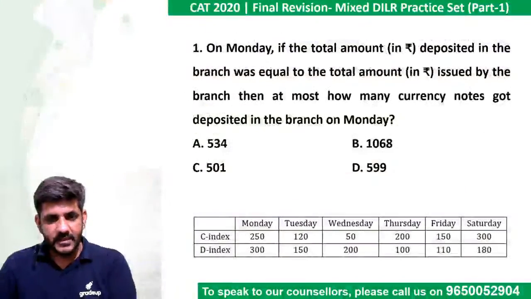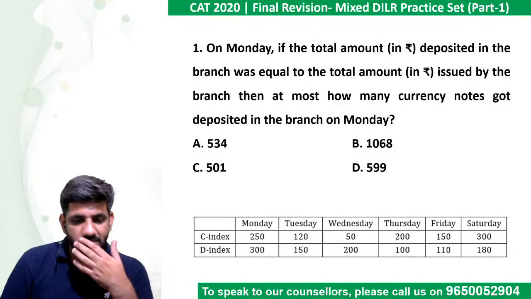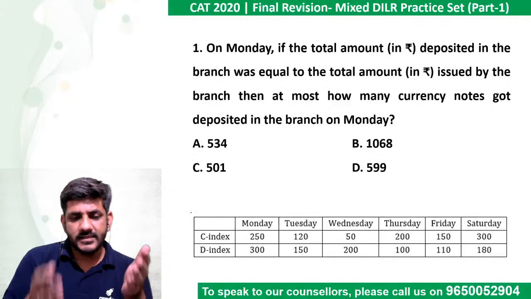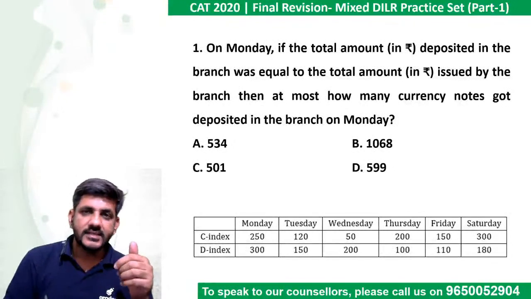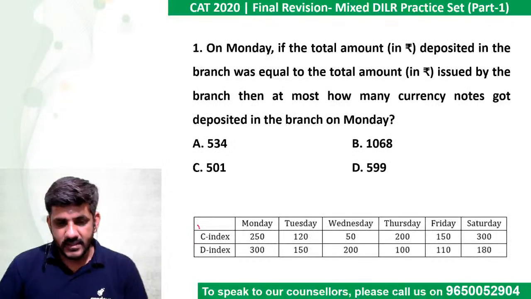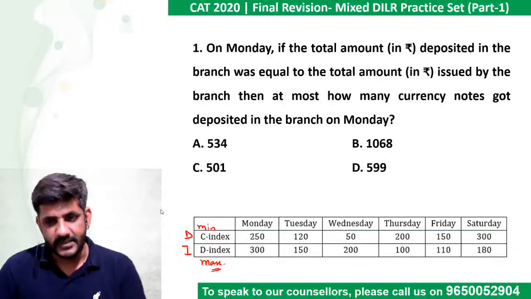So what I have done, I have kept these tables along with the questions, because only the table is important now. And I hope you have understood the C index; you can remember it a little. It is the minimum of 500 and 1000. D index is the maximum of 200 and 2000. This is the minima of those, and this is the maxima of those. Minima of deposited, maxima of issued. This is what the information says, right?